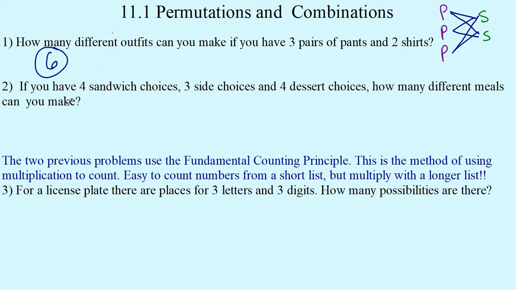Now for question 2, you have 4 sandwich choices, 3 sides, and 4 desserts. So you have sandwiches. Right, you can label them like this too. 1, 2, 3, 4. Then you have your sides. Ooh, I should have labeled those different. Let's just call them X, I guess. X1, X2, X3. And then you have 4 desserts.